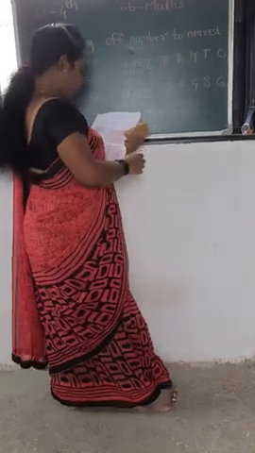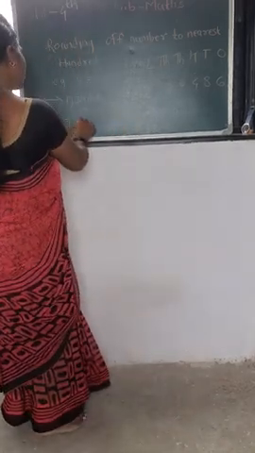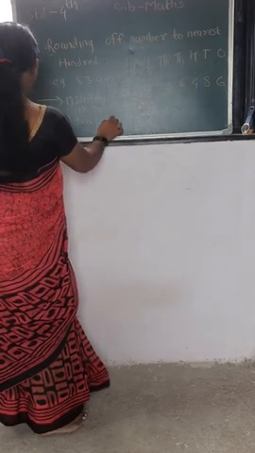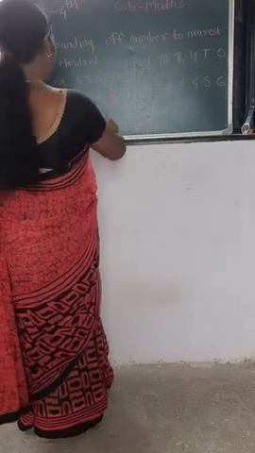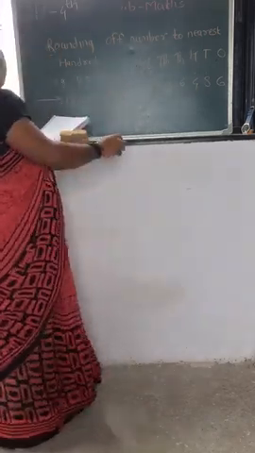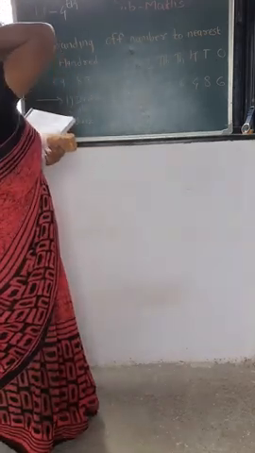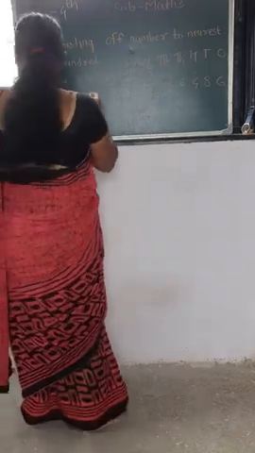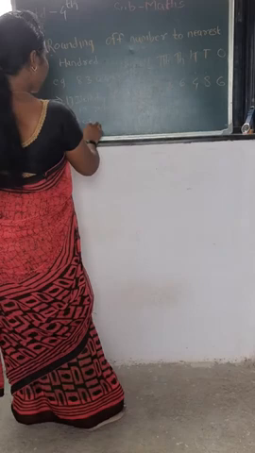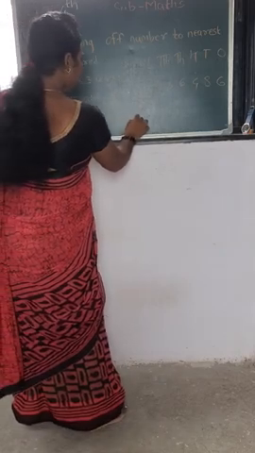Then the second step is to check the ones place digit. We have to find the rounded off number to the nearest hundreds. Then we have to check the tens place.